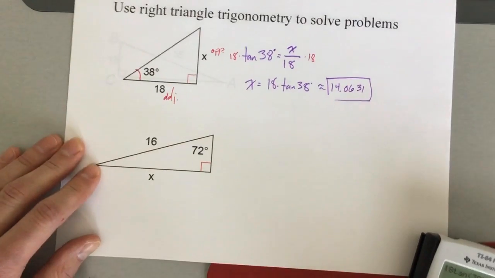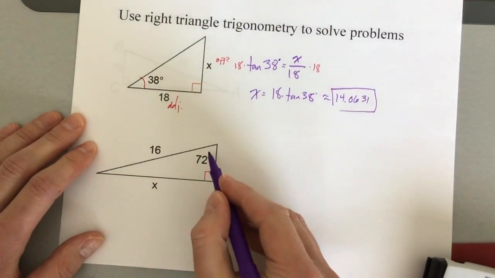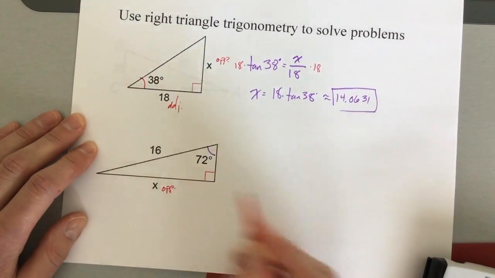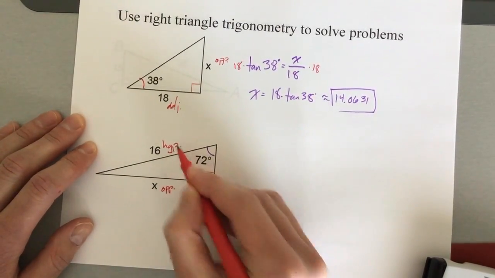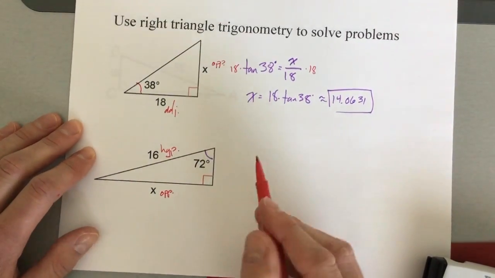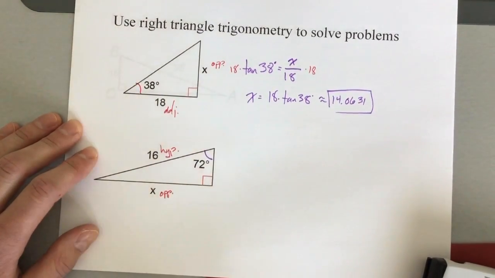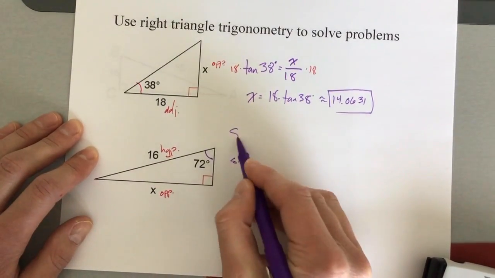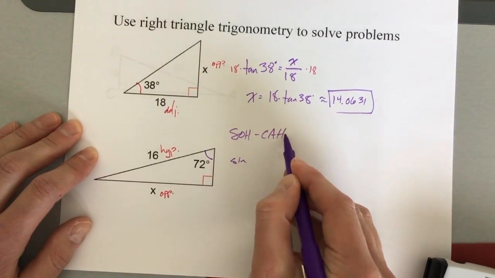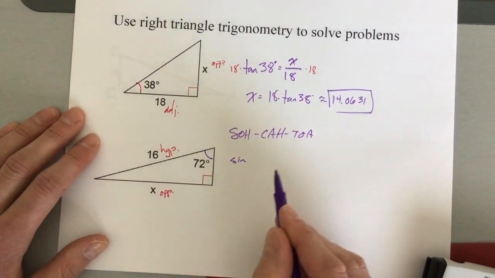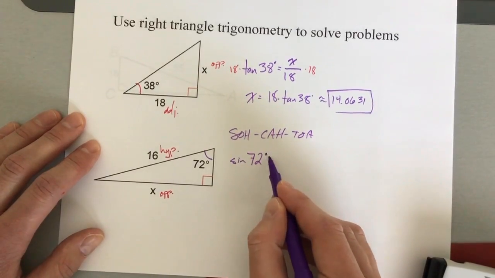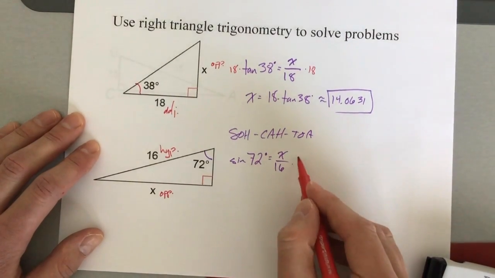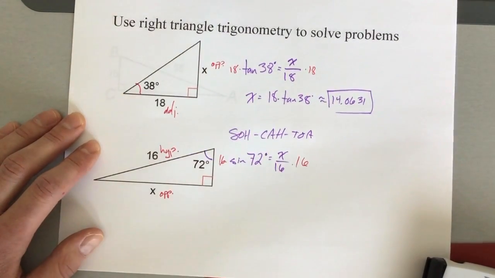To do one where we maybe need to find a different leg, there's my 72-degree angle. The leg that I need is the opposite leg, and I'm given the hypotenuse. Well, I guess I'm missing the opposite on both of these. So since opposite is needed and hypotenuse is given, I would be using a sine ratio. Remember your good old SOHCAHTOA to help you get your ratios straightened out. The sine of that 72-degree angle is the opposite leg x over the hypotenuse 16. Multiply both sides by that 16 to solve.